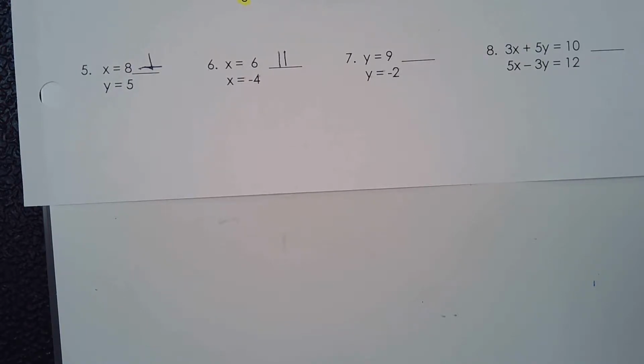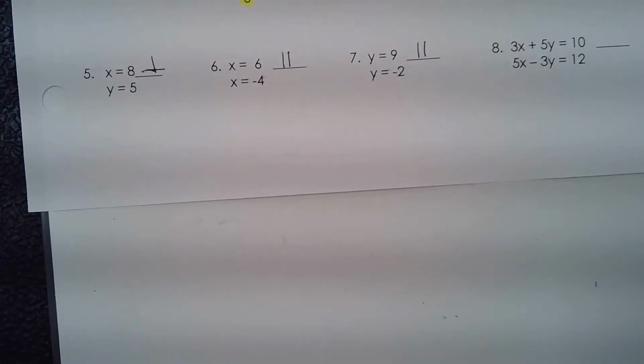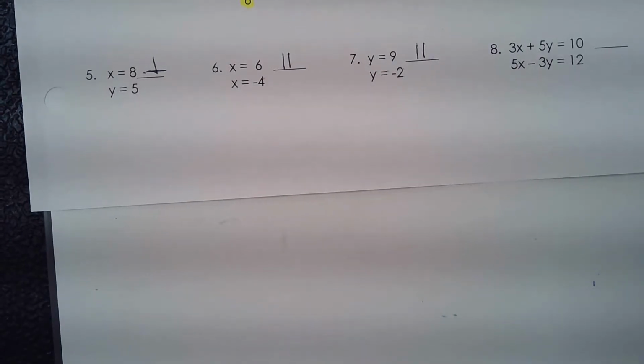Then for number 7, we've got y equals 9. So what's that going to look like? Right here, right? Then you've got y equals -2. What does that look like? Another one. So what are they going to be? Parallel. Somebody said perpendicular to me.